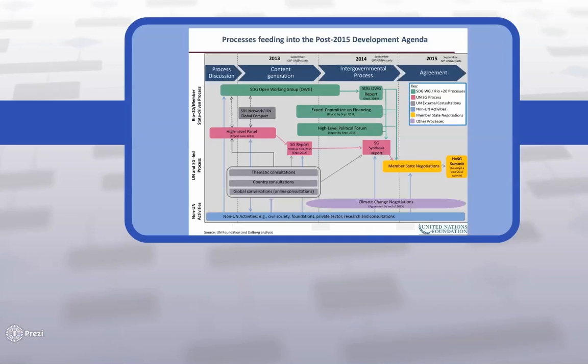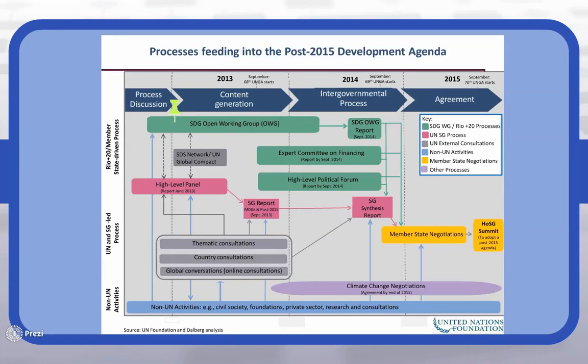An SDG open working group was set up involving 70 countries, along with the UN-led consultation task team and a high-level panel, and a whole range of non-UN activities, including consultations with civil society foundations, the private sector, and the academic community. Whilst the process to arrive at the SDGs is convoluted, it has been a far more consultative process than the MDGs, which were developed by a small group of organisations and donors. This has been reflected in the current goals and targets that have been proposed.